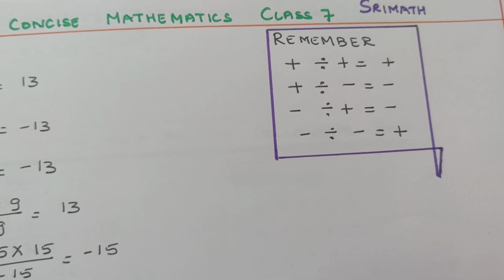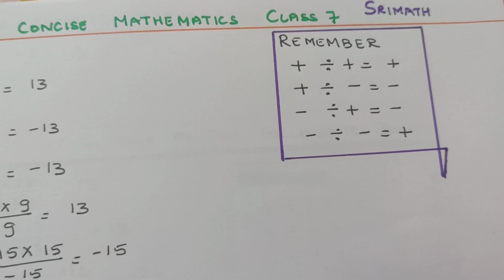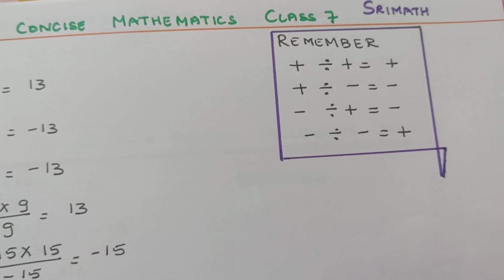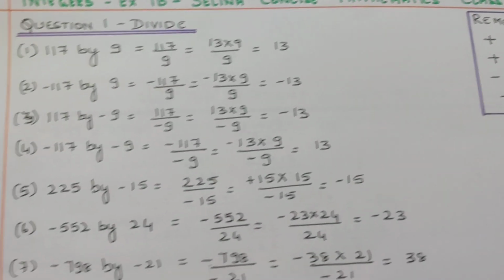This is really important, so let's do it again. Plus divided by plus is equal to plus, plus divided by minus is equal to minus, minus divided by plus is equal to minus, minus divided by minus is equal to plus. So now let's move on to the sums.